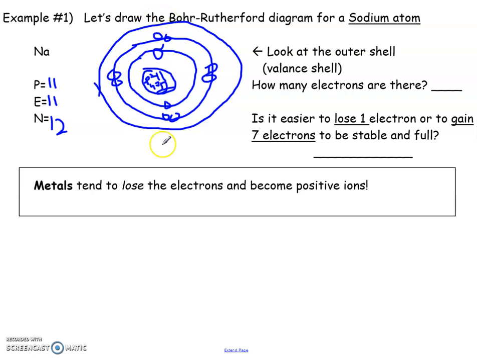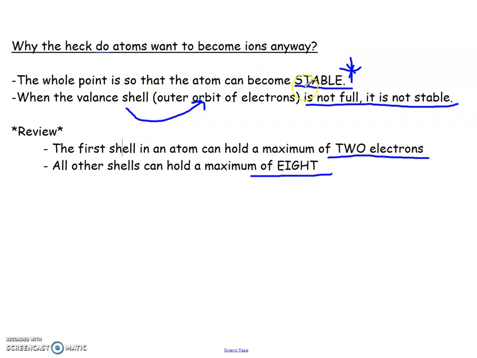Our outside orbit, I'm going to draw it down here just so we have more space and can actually see it. Normally I draw it at the top. The point is there's just 1, so it can go on the top or the bottom. So here's sodium, our Bohr-Rutherford diagram. If you look at the outside shell, the last one we drew, there is 1 electron. So on this last orbit, there's 1 valence electron. Remember, the whole point of something being stable is to have this outside orbit be full. So the whole point is to become stable.